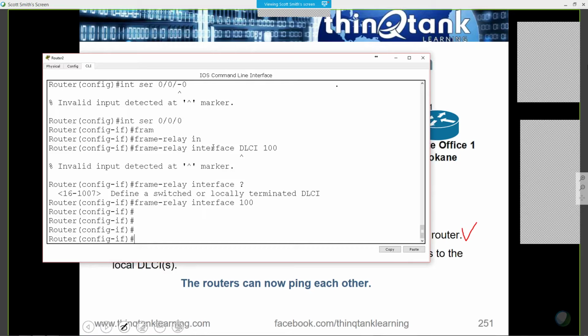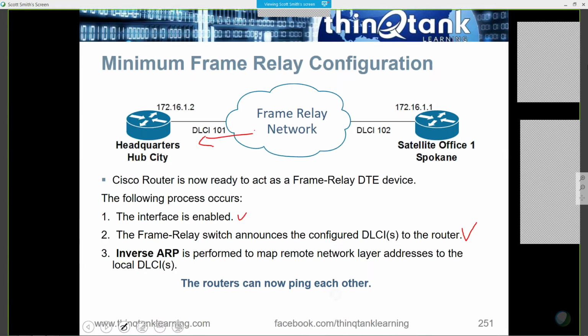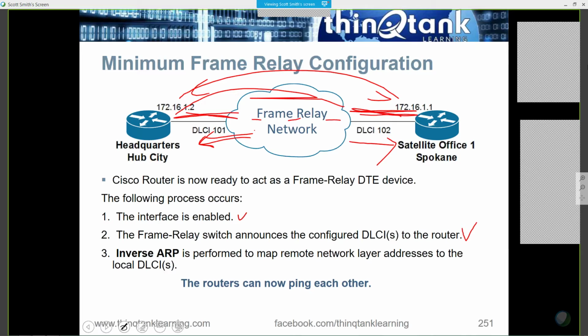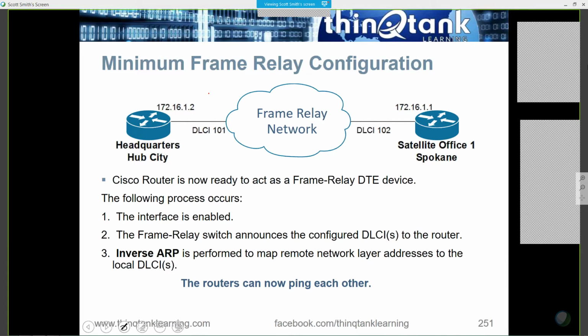Define a switched or terminated DLCI. So you can statically define the DLCI. I think there's actually a command with the DLCI also. All right. But really, when it comes down to it, that gets advertised automatically. LMI sets up the actual circuit, and then inverse ARP allows us to discover each other. So everything happens automatically. It's very simple. It is a pretty basic protocol.